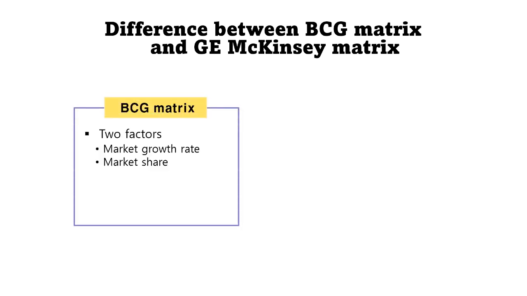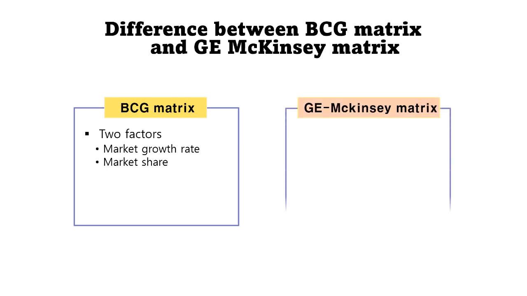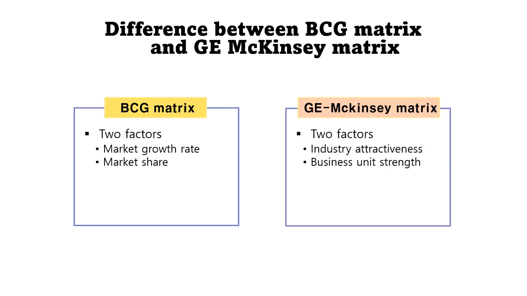However, the GE-McKinsey matrix differs significantly from the BCG matrix. While the BCG matrix analyzes two factors, the market growth rate and market share of its products, the GE-McKinsey matrix analyzes two different factors, industry attractiveness and business unit strength of SBU.